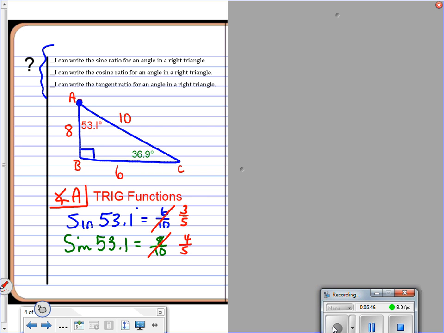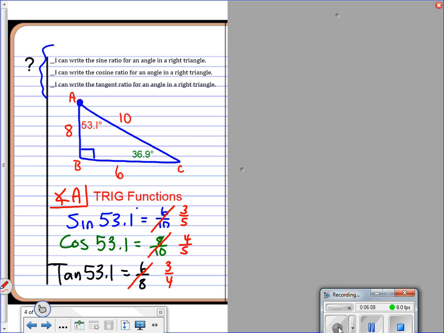Cosine of 53 degrees, and again, we're just standing up here at A, right? The cosine of that angle, 53.1, is equal to 8/10, which again, I reduced to 4/5. Yikes, I totally made a mistake there. Should be cosine. There we go. And then the last one, tangent. And there that is.